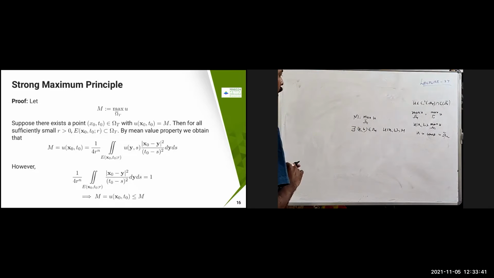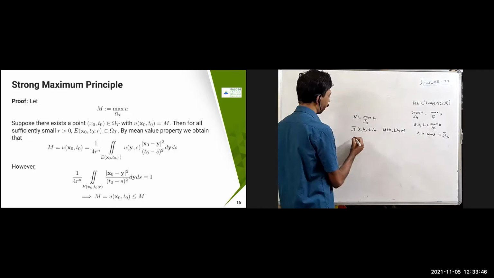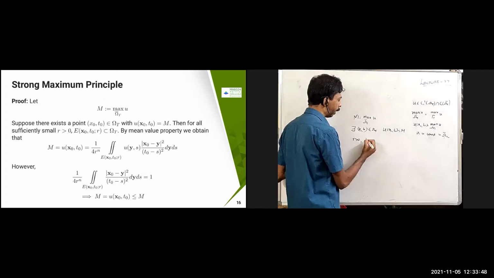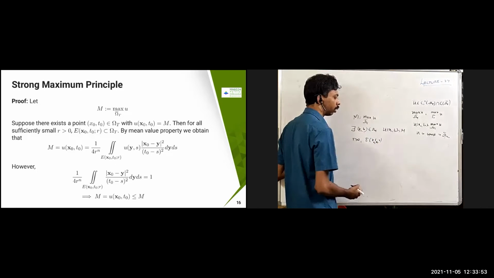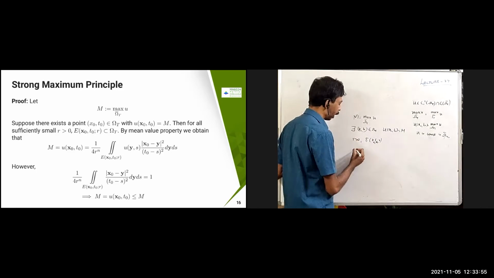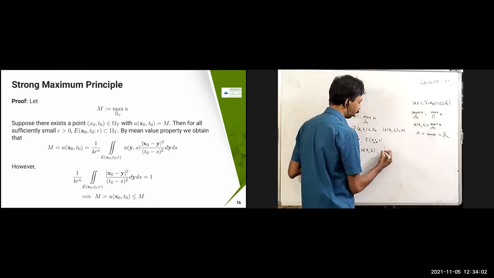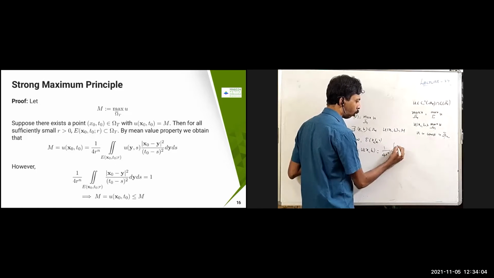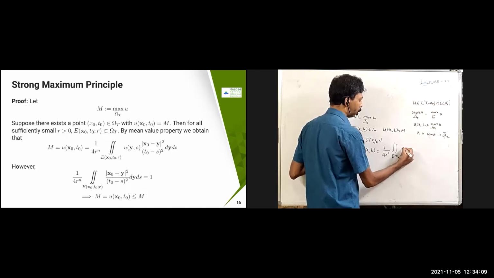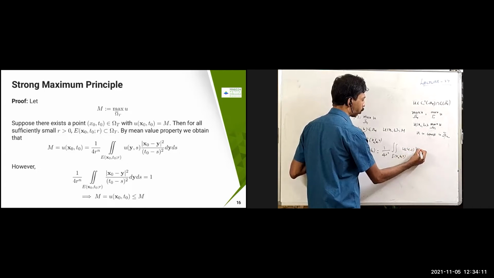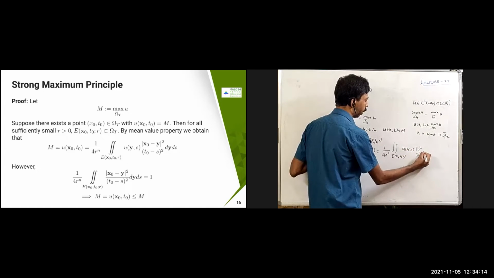Then we are going to choose a sufficiently small r greater than 0. We take the heat ball E of x0 comma t naught comma r. Then by the mean value property, M is going to be u of x0 comma t naught, which equals 1 by 4 r power n integral over E of x0 comma t naught comma r of u of y comma s times mod y square by s square dy ds.